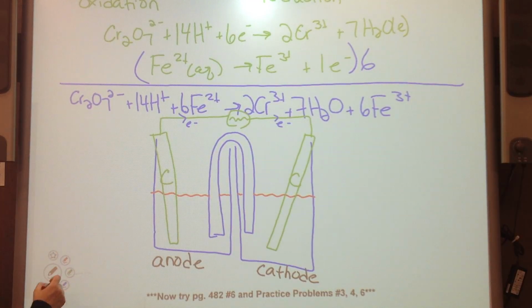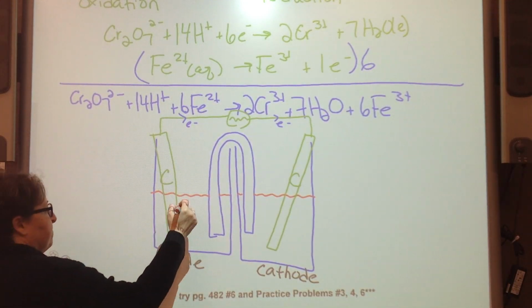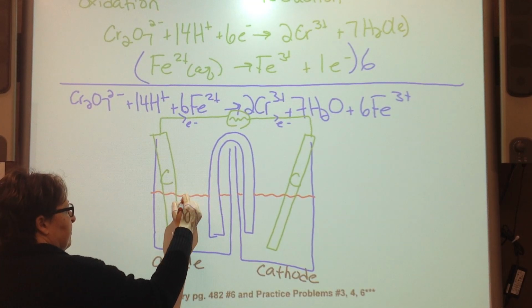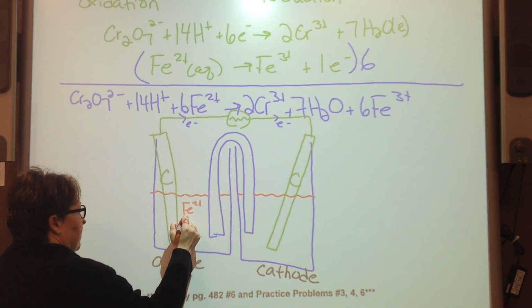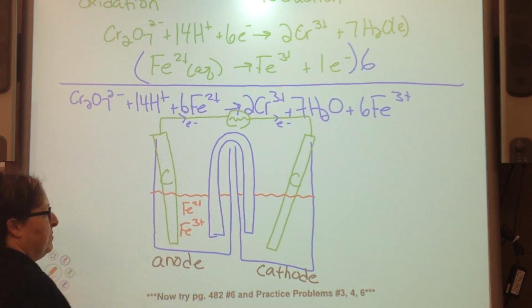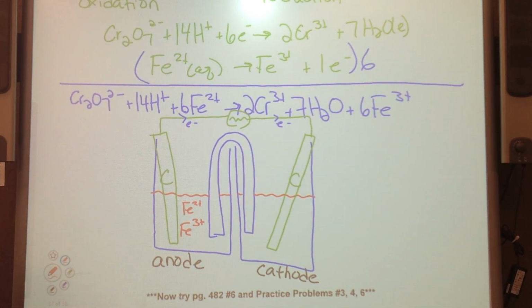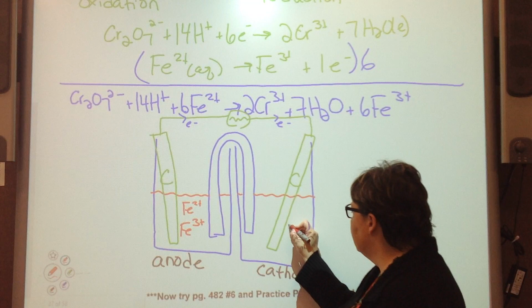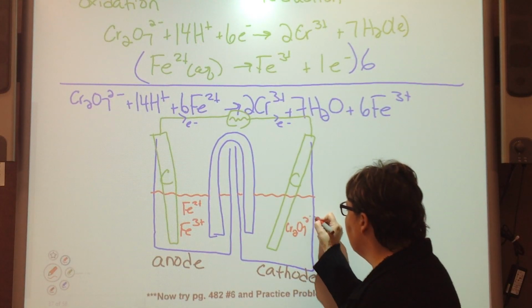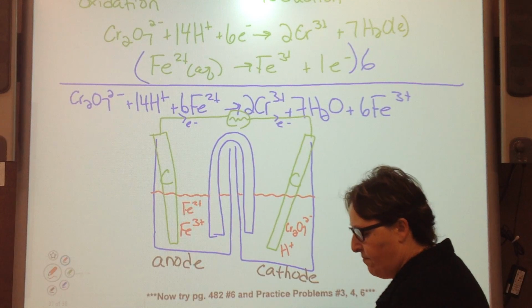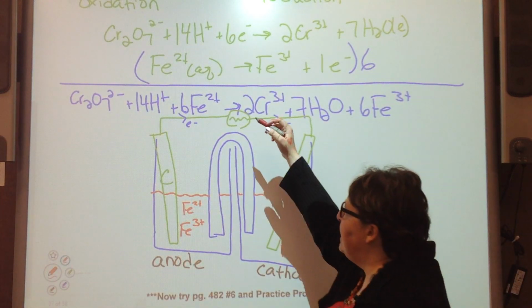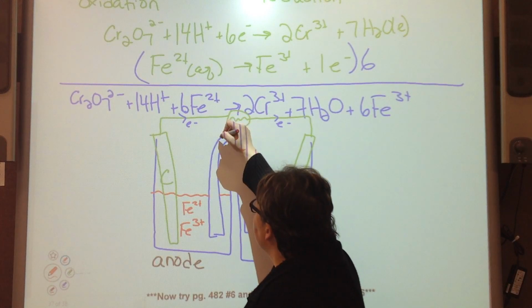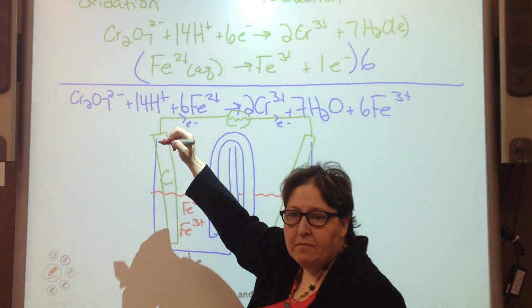So what happens at the anode? Which reaction? Oxidation. So what are the species inside of here? Fe2 plus and Fe3 plus. And then what are the species on this side? Cr2O7 2 minus and some hydrogen ions. Okay? And so what kind of salt are we going to have in our bridge? Potassium nitrate. Okay?